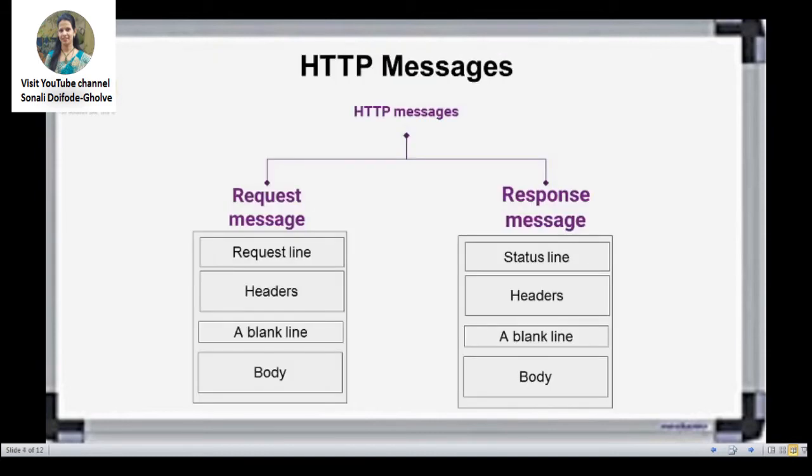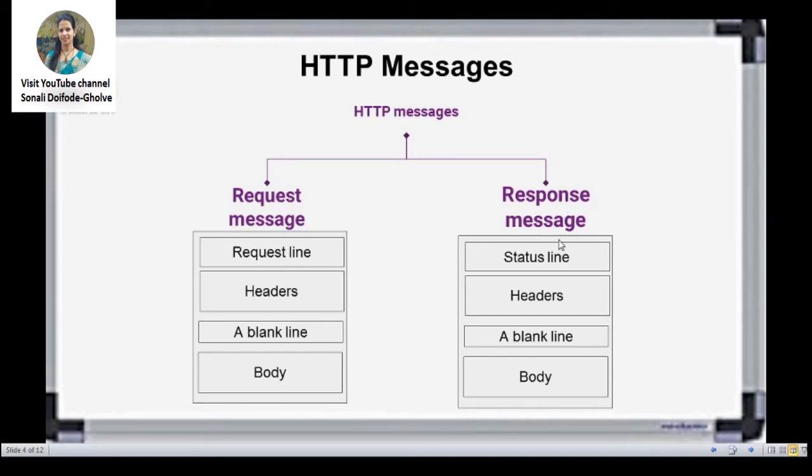Next is our HTTP messages. HTTP has the request message and the response message. Request message means where the client sends the request to the server. In this structure, first is your request line, then the header of your request, and a blank line to indicate the end of the header, and then the body. In some cases this body is present, in some cases it is absent.